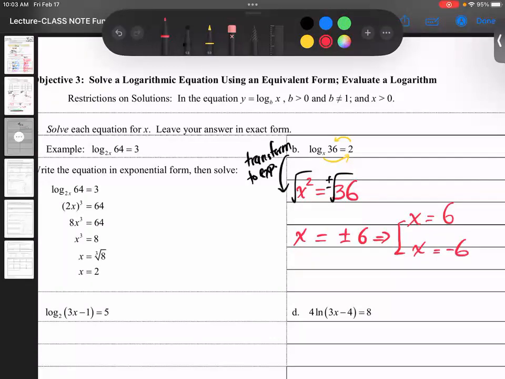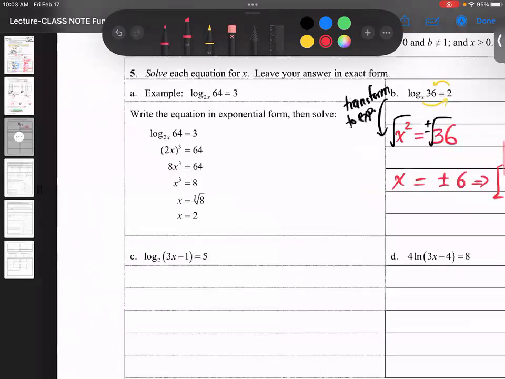Well, the positive 6 is okay, right? If it's positive, then it's okay. Can I take a negative base? No, right? Remember we talked about the base, either between 0 and 1 or greater than 1. That's for the extraneous solution. So your only solution is x equals 6. So when you solve and the x is the base, you gotta be careful. Okay?